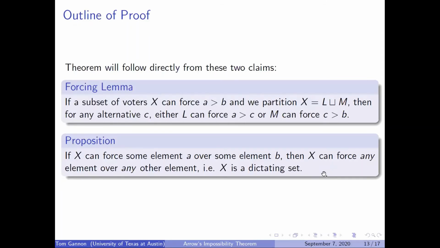So someone asked a question: is it possible that neither L nor M will force their desired results? And the answer is no, I claim, but I haven't proven yet. That's exactly what this forcing lemma says. The forcing lemma says if you have any subset of voters, then either L can force A over C or M can force C over B for a distinct alternative C.